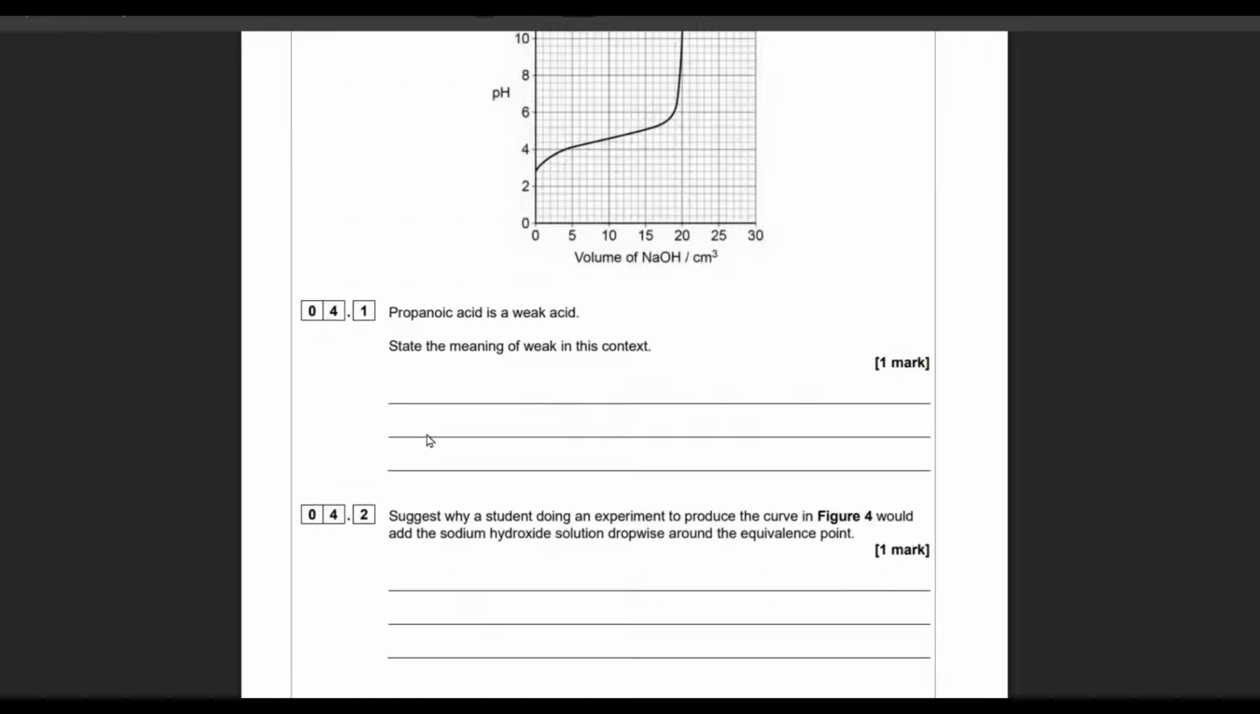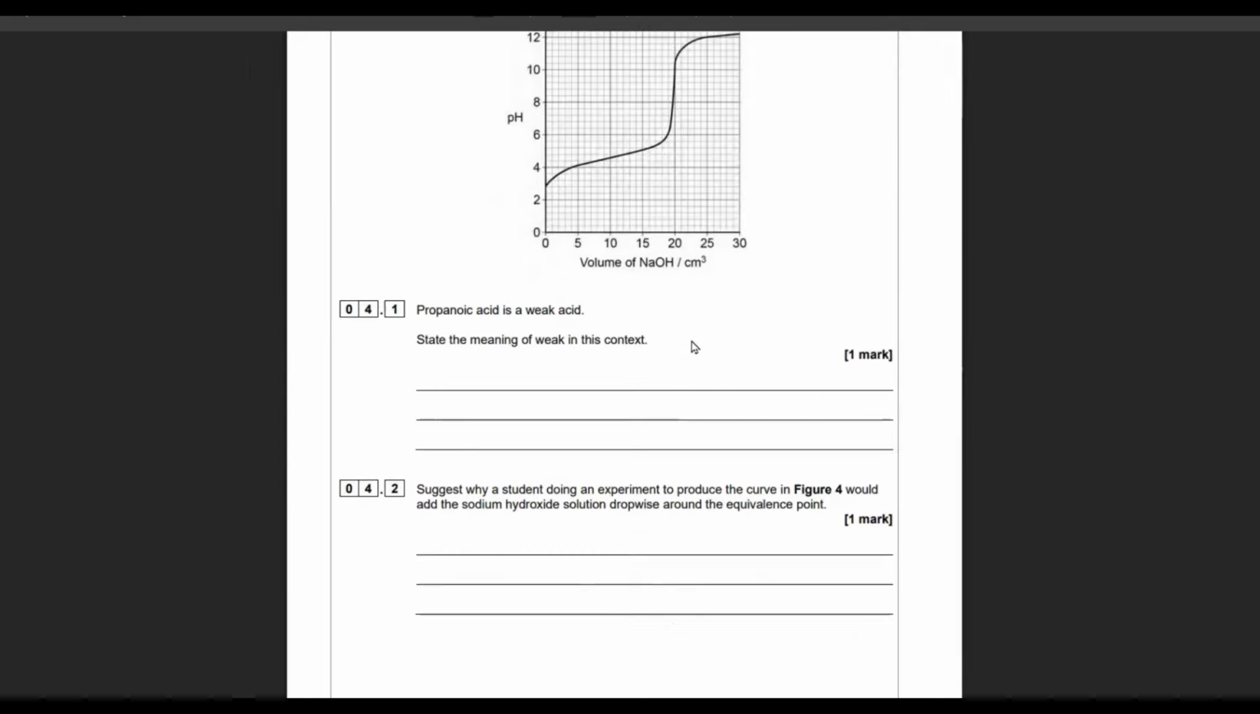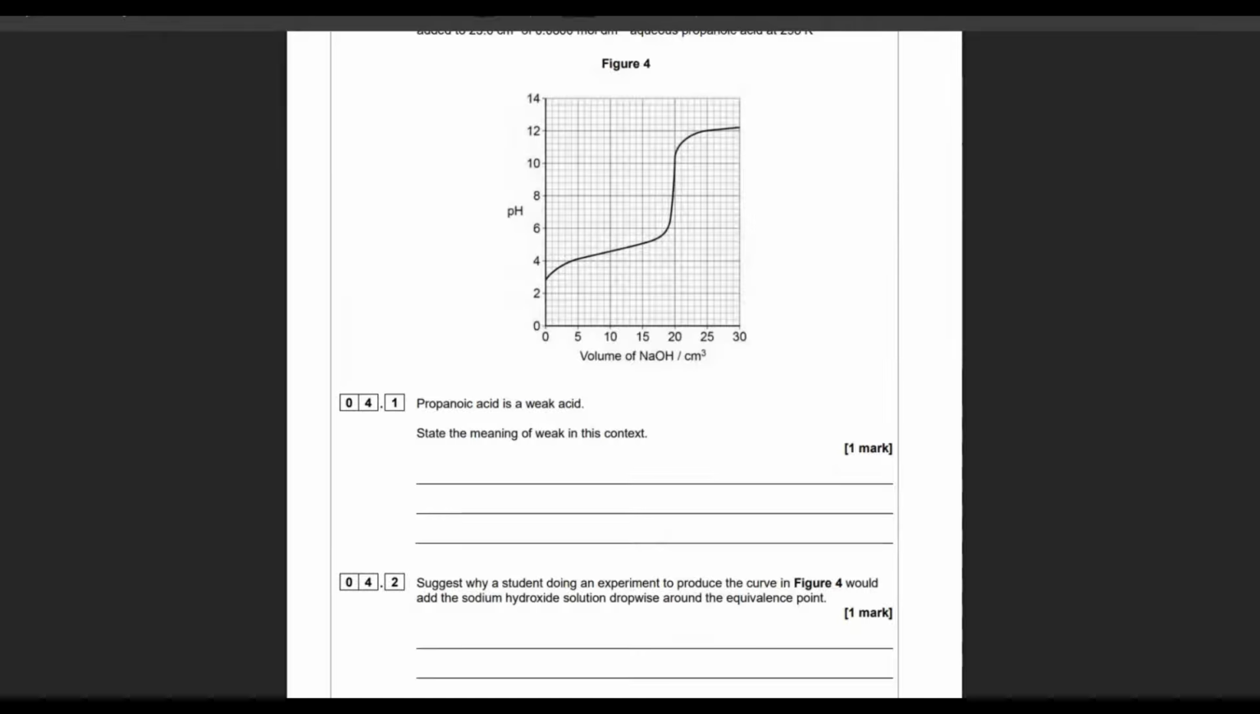So what we're looking at now is suggest why a student doing an experiment to produce the curve shown here in figure 4 would add the sodium hydroxide solution dropwise at the equivalence point. The equivalence point is the bit where you can see that straight line in the middle of the graph, so kind of between pH 6 and 11 there. So why is it they slowed down the volume of sodium hydroxide and only added it drop by drop instead of centimeter cubed by centimeter cubed? Why did they do that here?